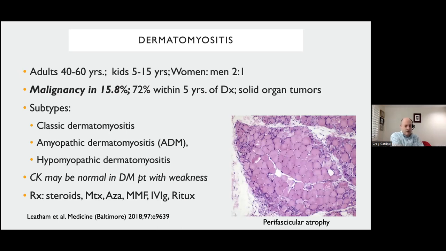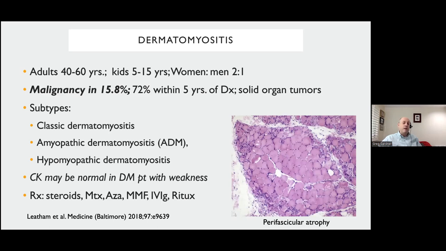of diagnosis. There's classic dermatomyositis with rash and muscle weakness. There's amyopathic dermatomyositis, means you have the rash, but not the muscle disease. There's also hypomyopathic dermatomyositis, which means you have a little bit of muscle disease, but mostly skin. Recognize the CK may be normal in some of these DM patients, even if they have some weakness.